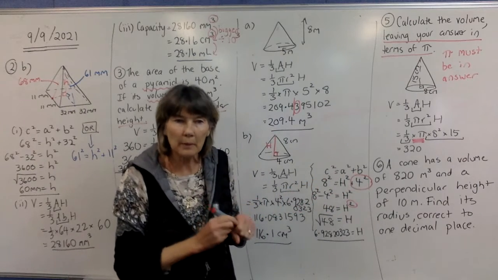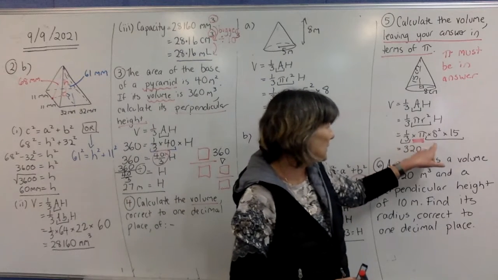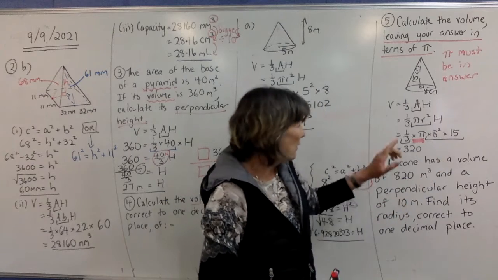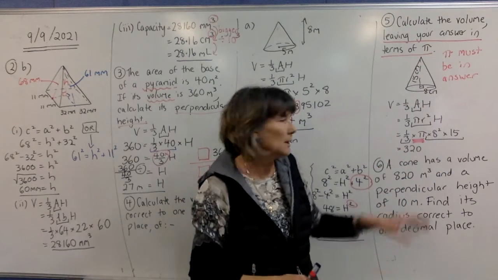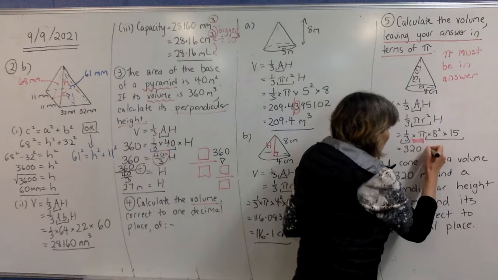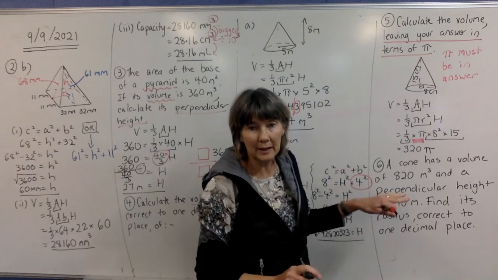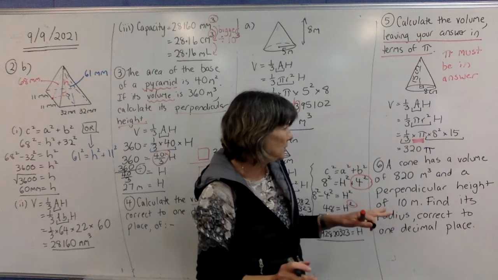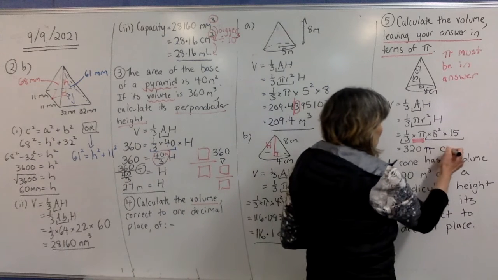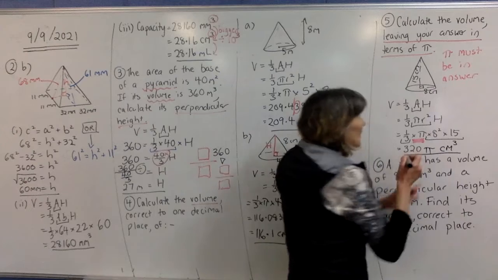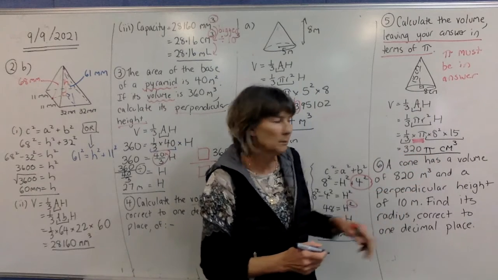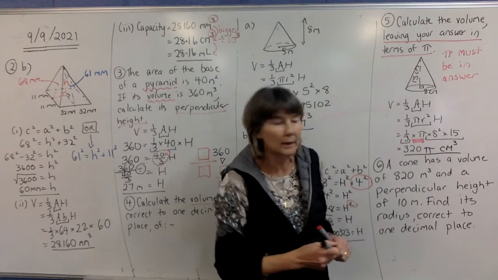So what you're going to type in your calculator is 1/3 times 8 squared times 15. That will give you 320, and then we're just going to write the pi on the end. So you don't put the times pi in your calculator. Leave it out of the calculations. And then you can just write the centimetres cubed on the end. And see, we've got pi in our answer now, because we didn't put it in the calculator.